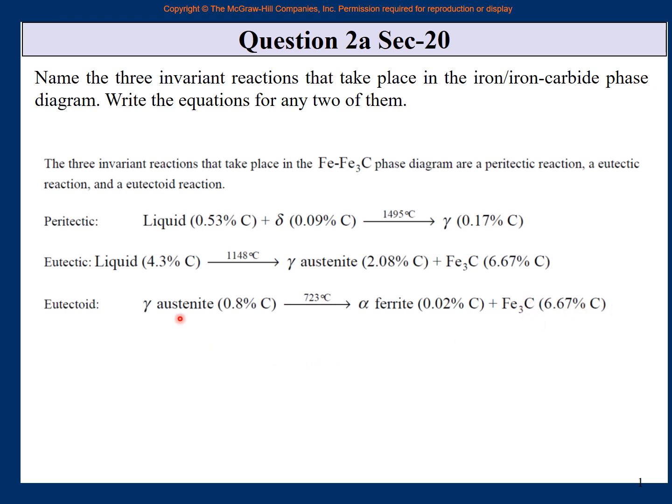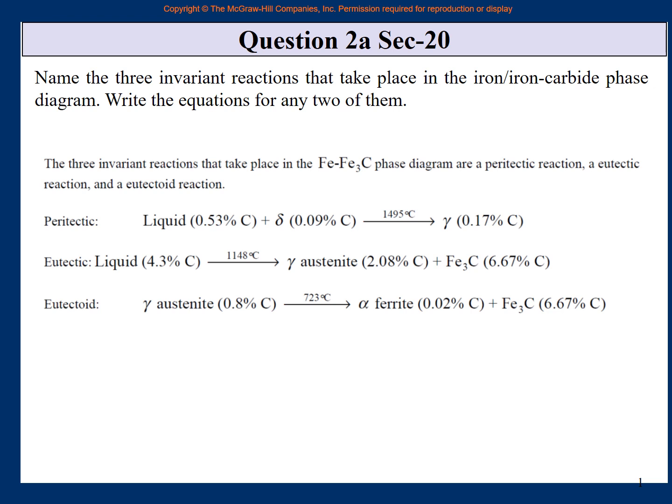So if you write only peritectic, eutectic and eutectoid in terms of names, you are okay. If you don't write the peritectic reaction, and write only eutectic and eutectoid, you are okay, or any 2 of them. So this was question 2A of section 20.